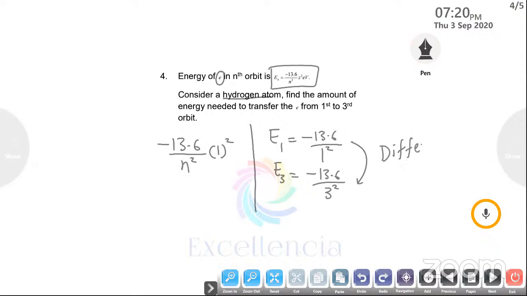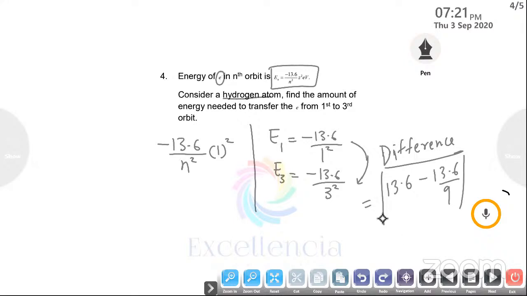Right? If you want to make the electron jump from lower orbit to higher orbit or higher orbit to lower orbit, how much energy is supplied or absorbed or released, the difference will be the answer. Hence, 13.6 into 8/9. Simple. That's it. That is the answer. That comes out to be around 12.08. Okay.